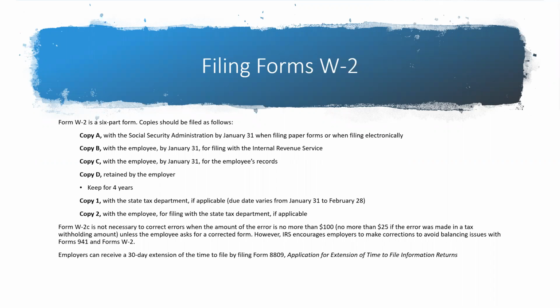Now, the IRS does not require you to do it, but like I say, if your forms W-2 don't add up and match your forms 941, there are going to be notices. So the IRS encourages you to make corrections to avoid those balancing issues between the forms 941 and the forms W-2. If employers cannot get their forms W-2 filed timely, they can file a form 8809 to request an extension, to be able to file those returns a little bit later.